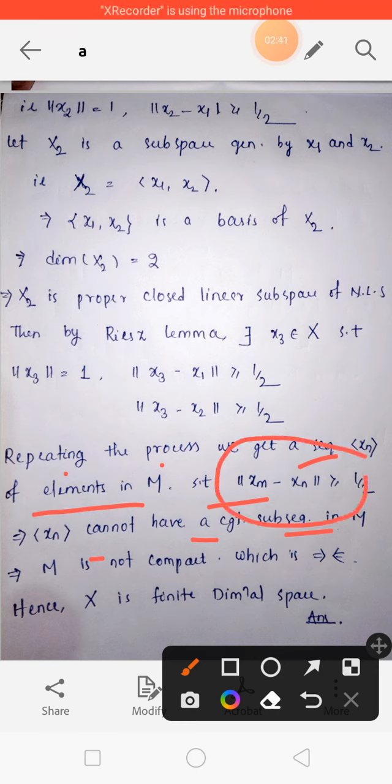How will it be convergent? Because if this were less than or equal to 1 by 2, it would be bounded, and bounded implies convergent, but this came out greater than or equal to 1 by 2. So xn cannot have a convergent subsequence in M, which implies M is not compact, which is a contradiction. Hence X is a finite dimensional space.